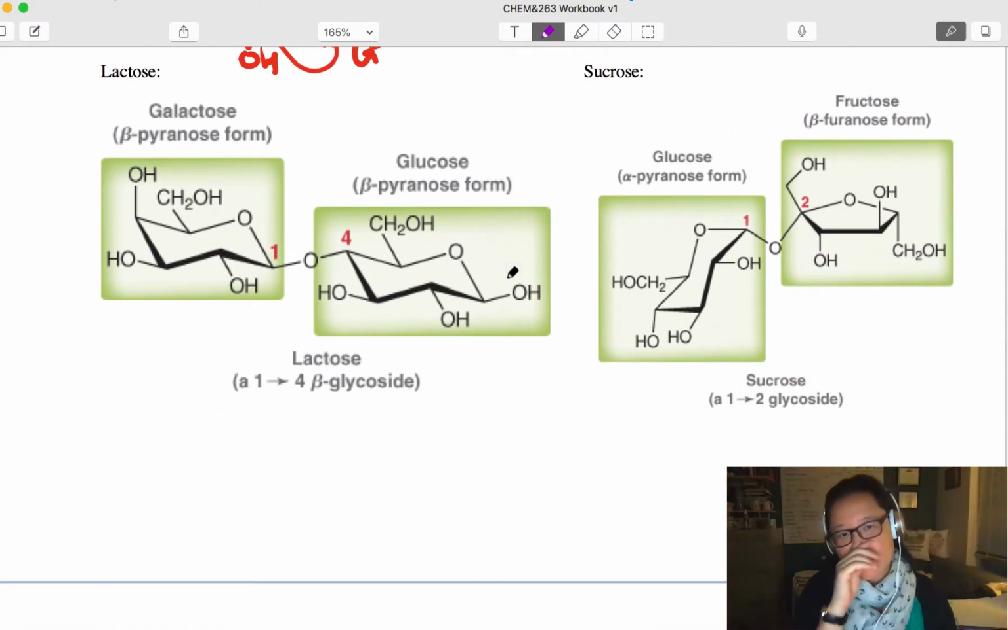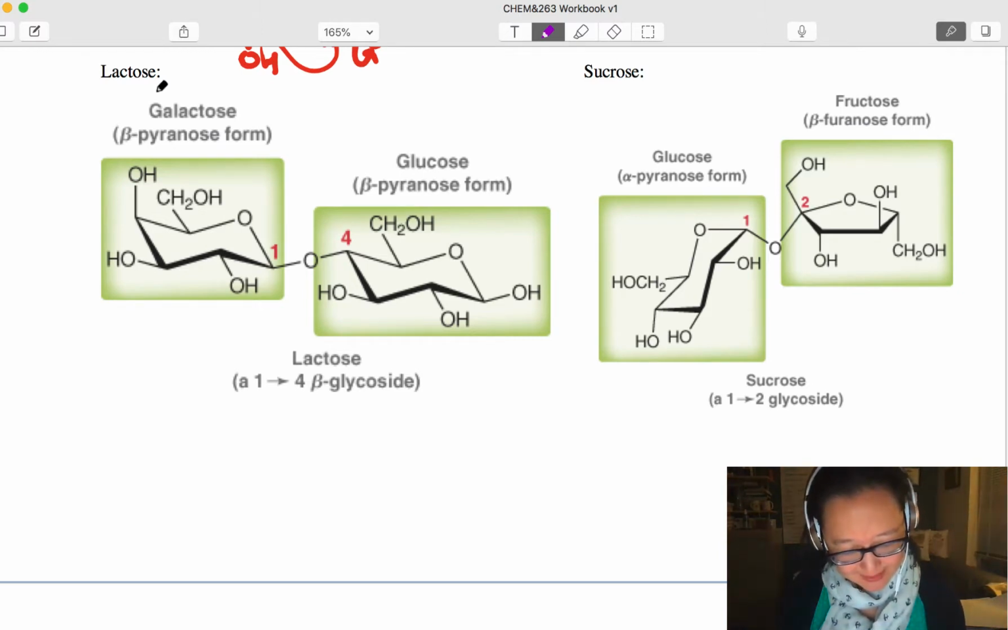Finally, a couple more sugars just for interest. Lactose, you often hear about people being lactose intolerant. So that's where we don't have enough lactase enzyme perhaps to break down lactose. So you get bloated and terrible consequences. All right, but not life-threatening or anything, just uncomfortable usually.